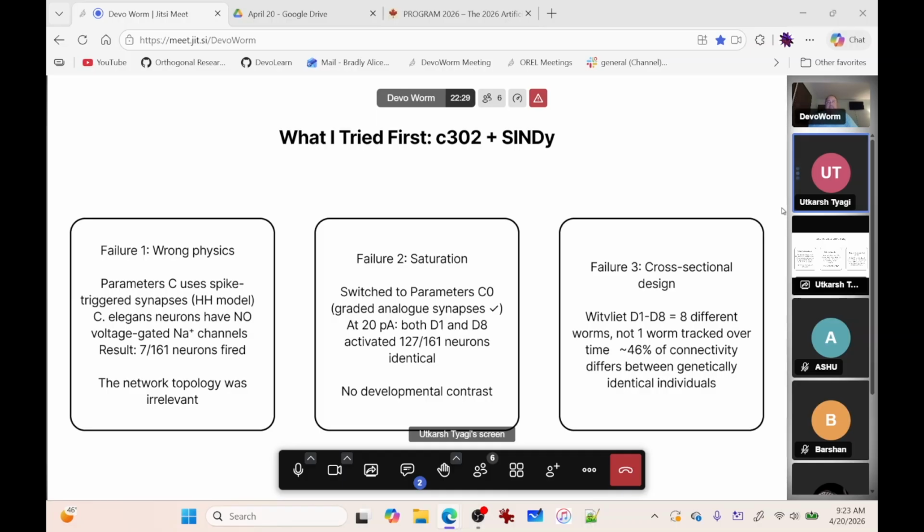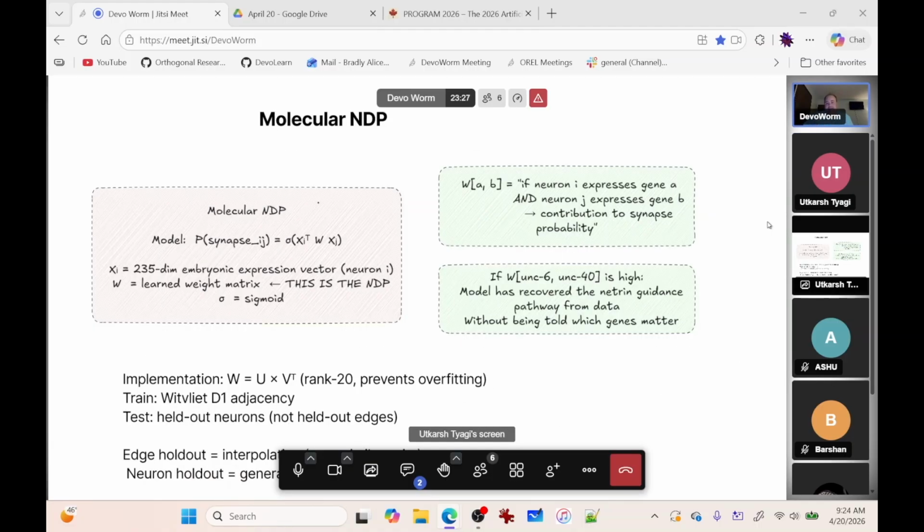So the first component is what I'm calling the molecular entity. The model is simple. The probability of a synapse between neuron I and neuron J equals the sigmoid of transpose of xi times W times xj, where x is the expression vector that we get from Packard and W is the learned matrix. W in this case is also our NDP, where each entry WAB asks if neuron I expresses gene A and neuron J expresses gene B, and how much does this contribute to the probability that they would connect in future.